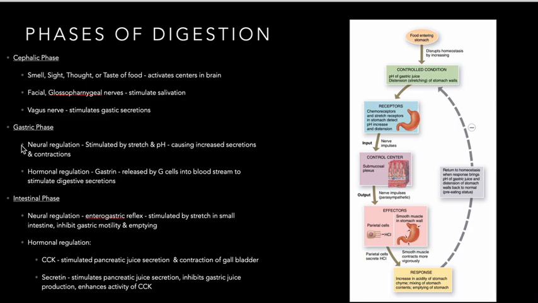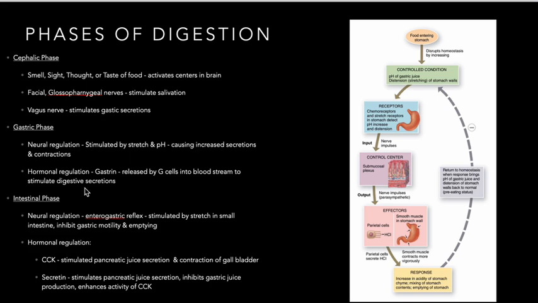This is going to have neural, so controlled by the brain, and also hormonal regulation, so controlled by hormones. So the neural regulation, again, is going to be stimulated by stretch from those stretch receptors in the walls of the stomach that we talked about with those other reflexes, and pH. When pH starts to decrease, we know we're going to have increased secretions and contractions of the stomach. We know we got food in there. We have stuff happening. So this is going to be stimulated by the nervous system.